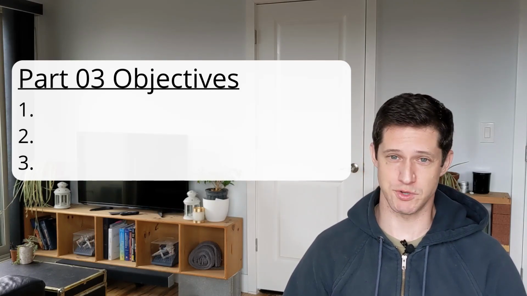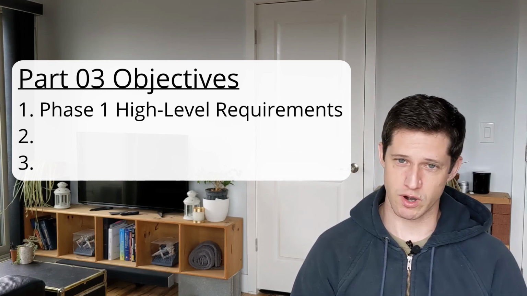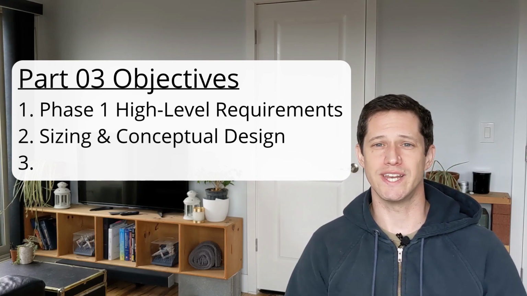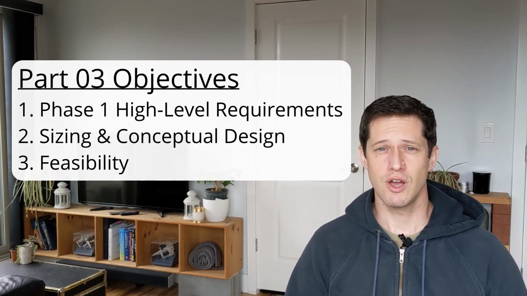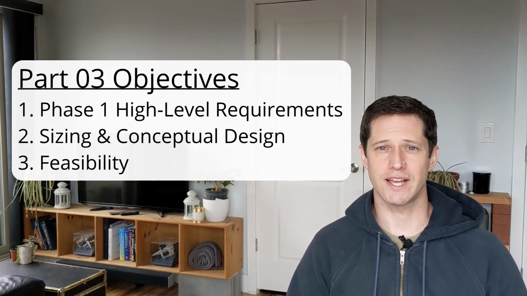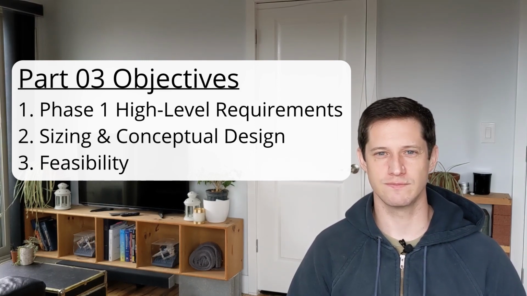This is part 3 of our series where we're developing Airmed, the Narcan delivery drone. And this time we've got our work cut out for us with 3 objectives. First, we're going to set down some high-level requirements for phase 1 of the project. Second, we'll get into the sizing and conceptual design for our aircraft. And third, we'll use both of those and do a sanity check to assess the feasibility of what we're trying to accomplish. So, let's get to it.